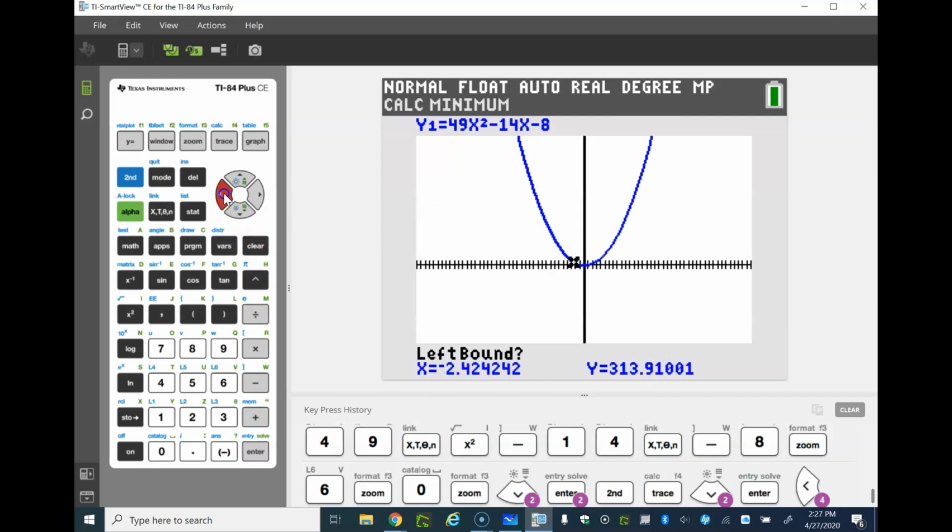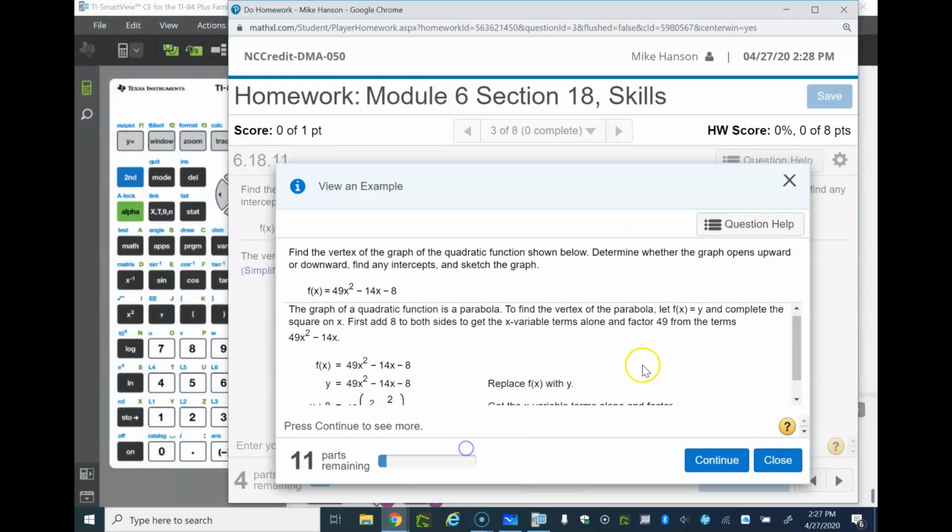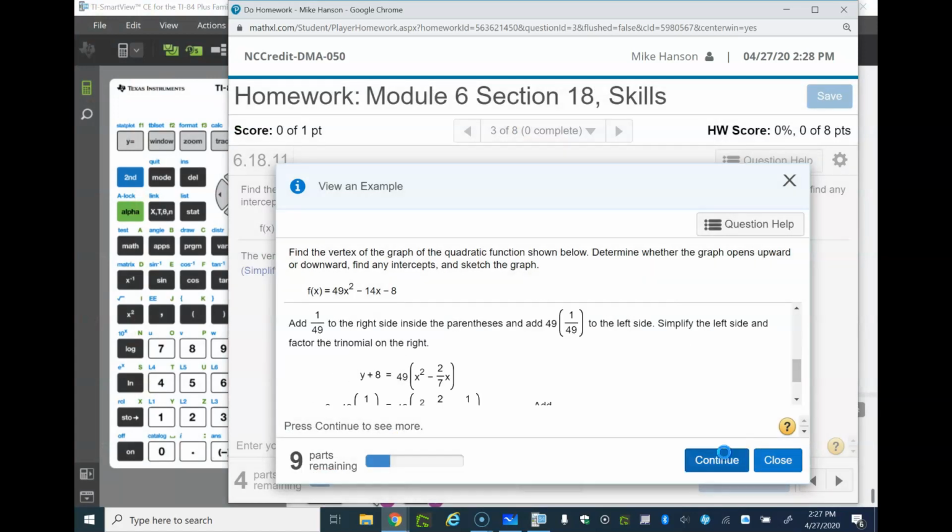So let's go to the left side. We're going to hit enter. Let's go to the right side. We're going to hit enter. Forget the guess, just hit enter again. And it shoots it down to the bottom here as 0.1428 and then -9. So let's actually see what the graph wants you to write it as.